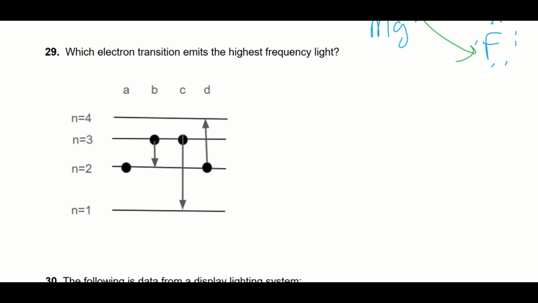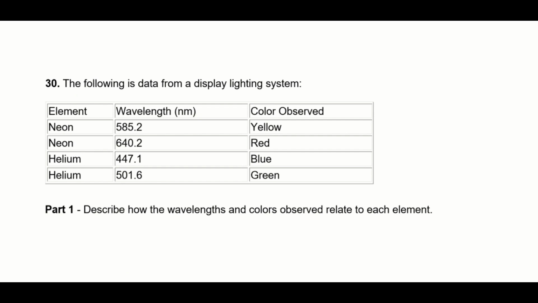All right, emitting light. Emitting light frequency is proportional to energy. So it's going to be the biggest jump down. Answer C. B and D are absorbing energy for those electrons to transition to higher energy orbitals.